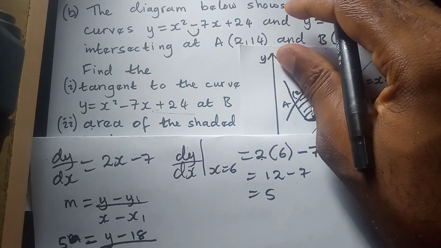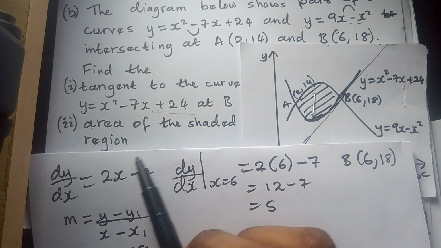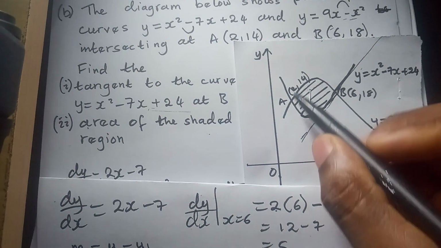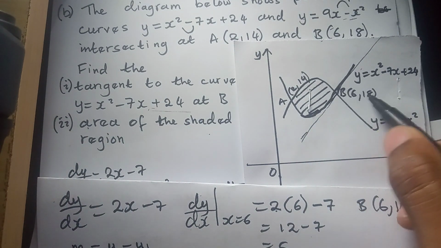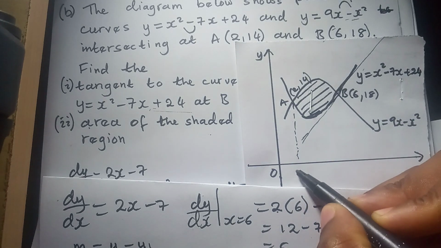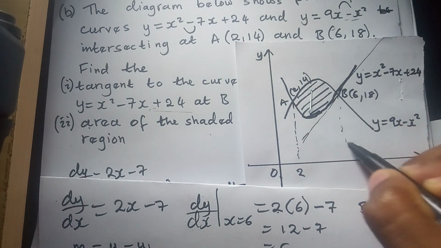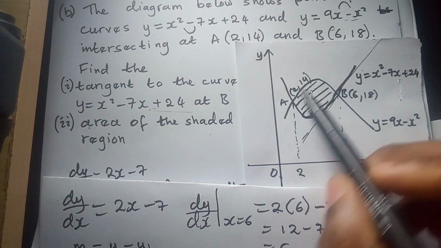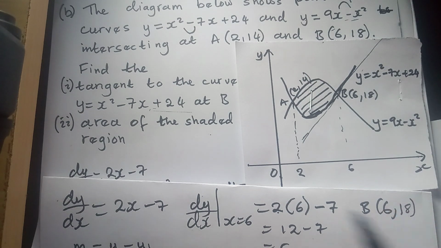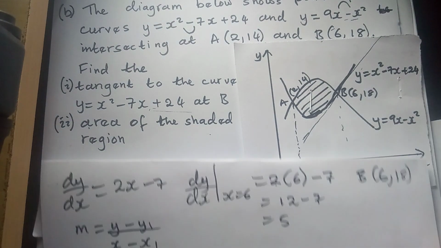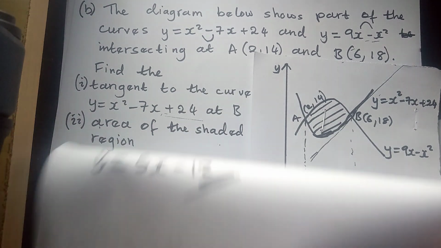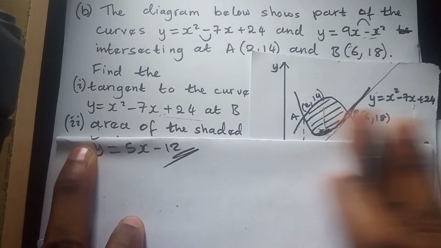And then for part C, find the area of the shaded region. To find the area of the shaded region, these points have already been stated. So that means this point here is 2, and then the other one there is 6. So you can just integrate this minus this with respect to x from 2 to 6. So let me just write down what I'm saying.